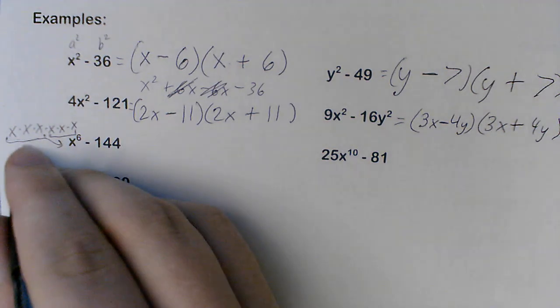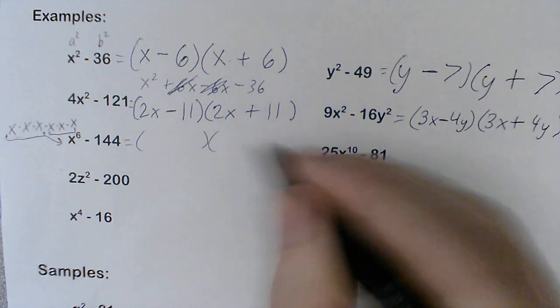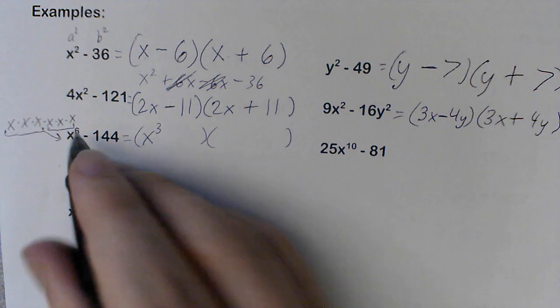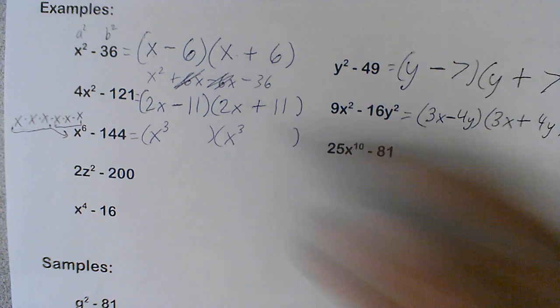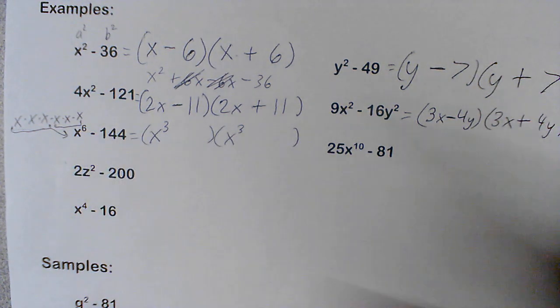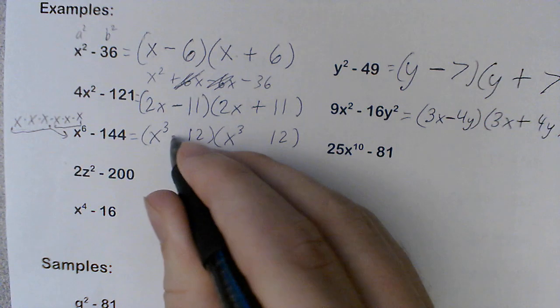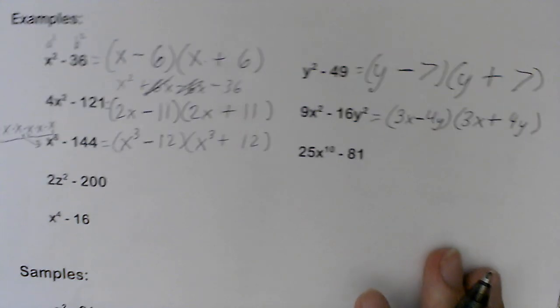So x to the 6th is x cubed times x cubed, meaning that the square root of x to the 6th is x cubed. You can again get this by chopping the exponent of the original perfect square in half. All right, 144, the square root of that is 12, minus plus, there's our factored form.